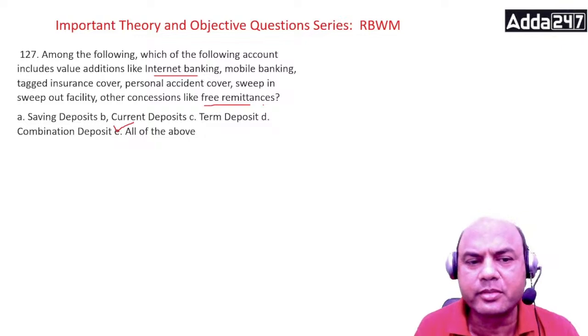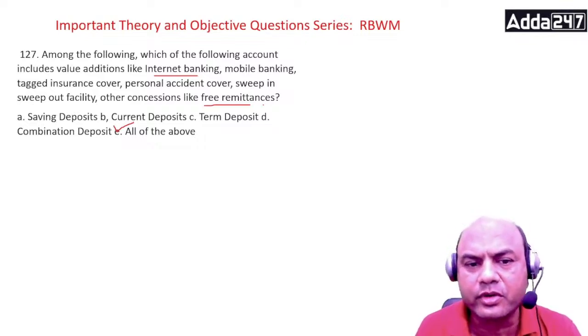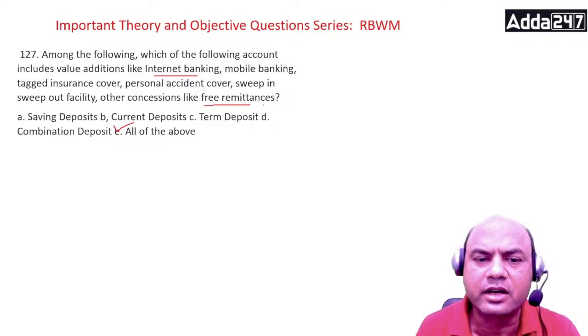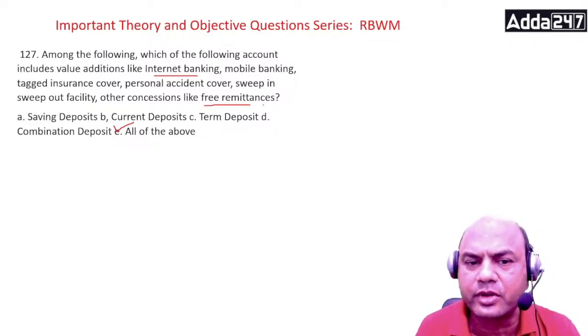So here, always remember, I can add these features: internet banking, mobile banking, insurance cover, personal accident cover, sweep in, sweep out, other concessions, free remittance. I can add it to any of the accounts, whatever I want. I can add it to savings, current, term, combination. You'll say, how can I add it to term deposit? Yeah, I can add it. Internet banking can be there for FD also.